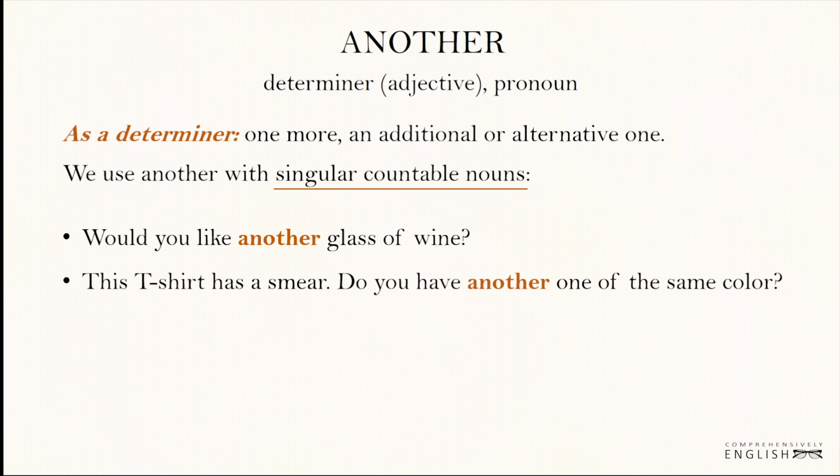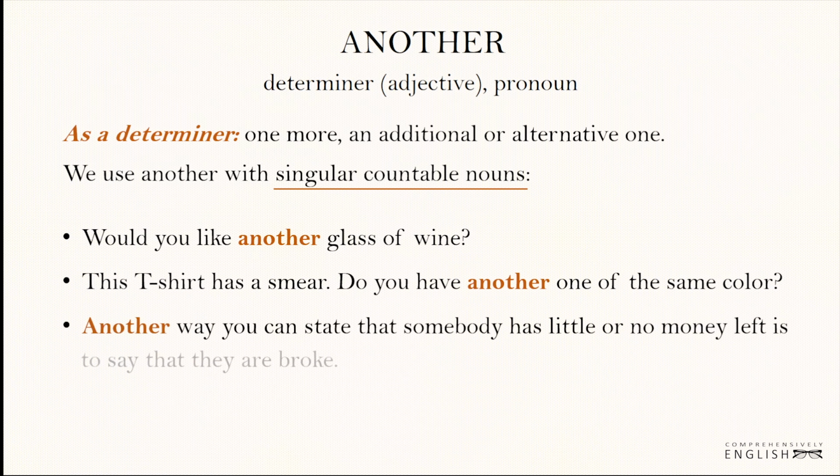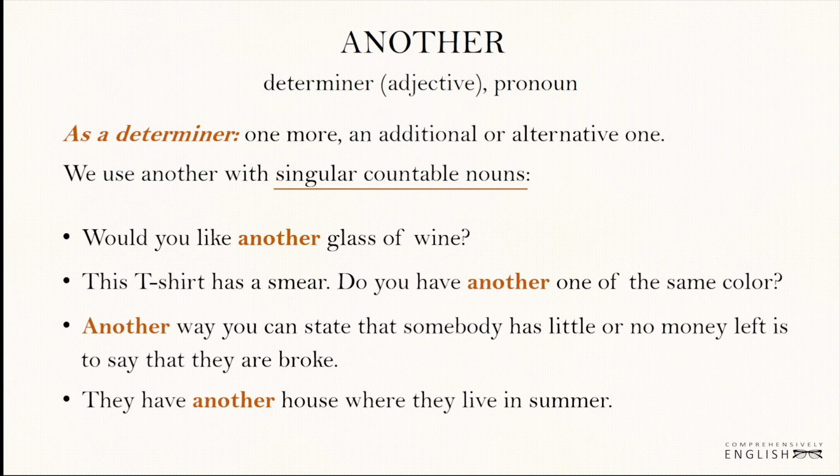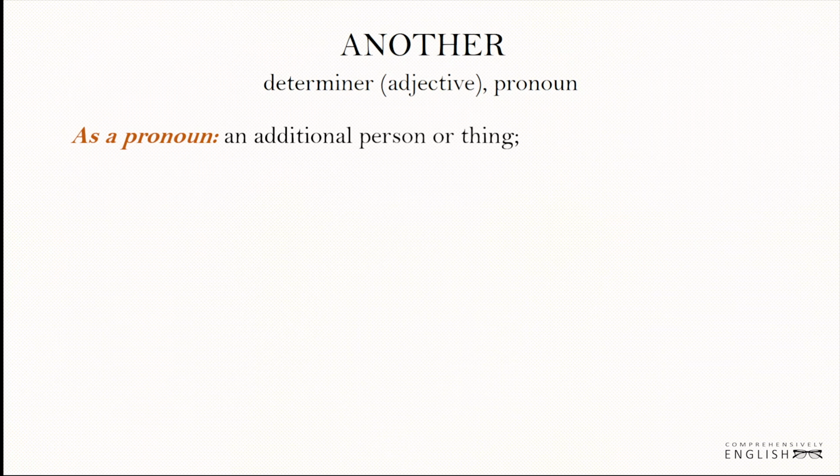This t-shirt has a smear. Do you have another one of the same color? Another in this case means alternative one. Another way you can state that somebody has little or no money left is to say that they are broke. Another means additional. One more way you can state that they have another house where they live in summer. Again, they have an additional house. One more house.